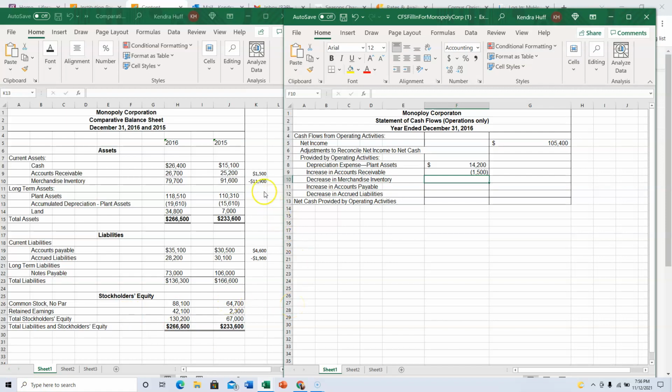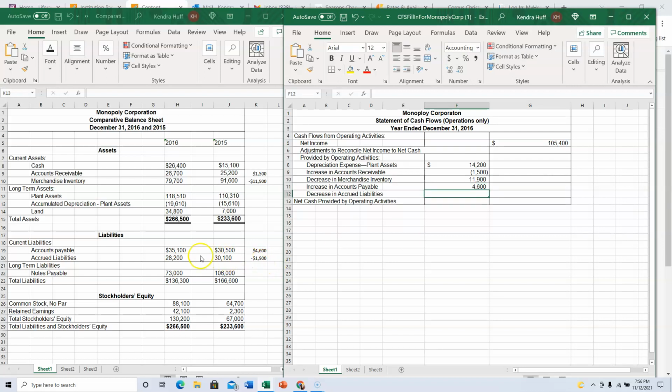All right. Then merchandise inventory decreased, which means that we sold some inventory that we'd actually bought last year. So we're going to add that back because we didn't have to actually pay. Since we didn't buy it this year, we're going to add it back. All right. Accounts payable increased by 4,600. So we have this increase in accounts payable. If accounts payable goes up, that means we did not pay for something. That means that cash did not go out the door. So we're going to add it.